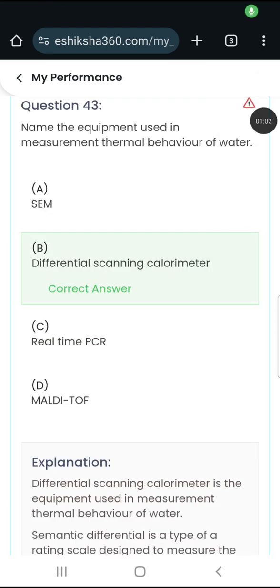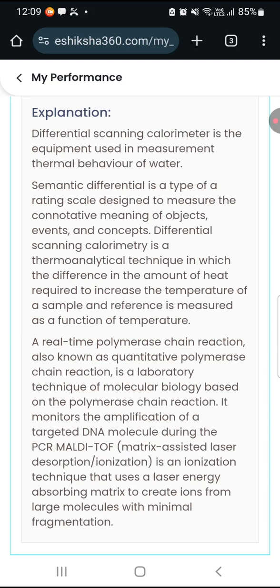Name the equipment used in measurement of thermal behavior of water. Answer: differential scanning calorimeter. Explanation: differential scanning calorimeter is the equipment used in measurement of thermal behavior of water.